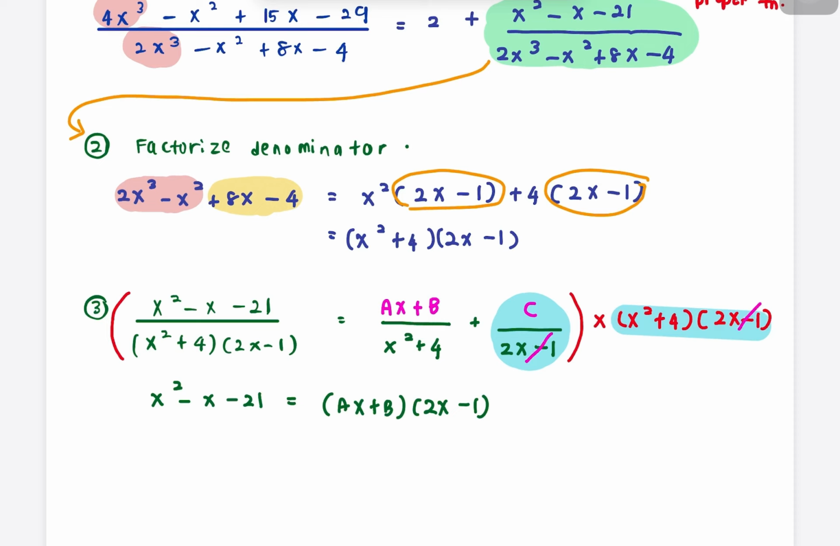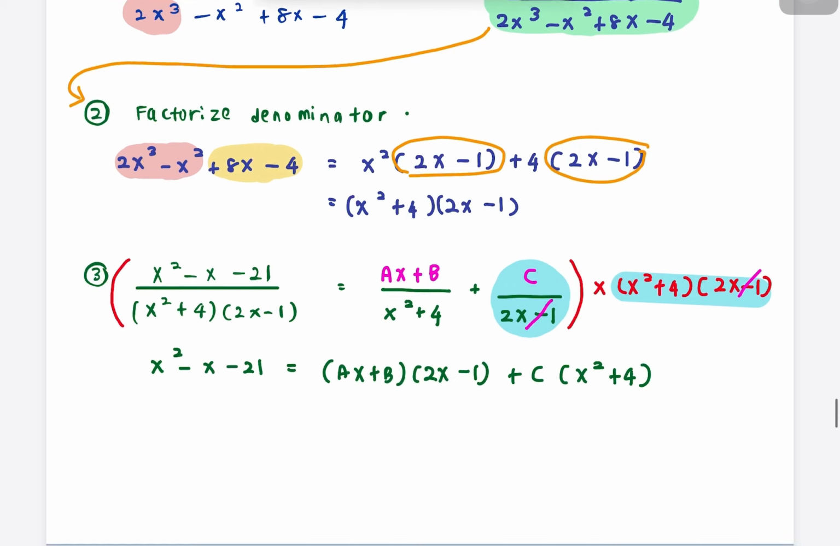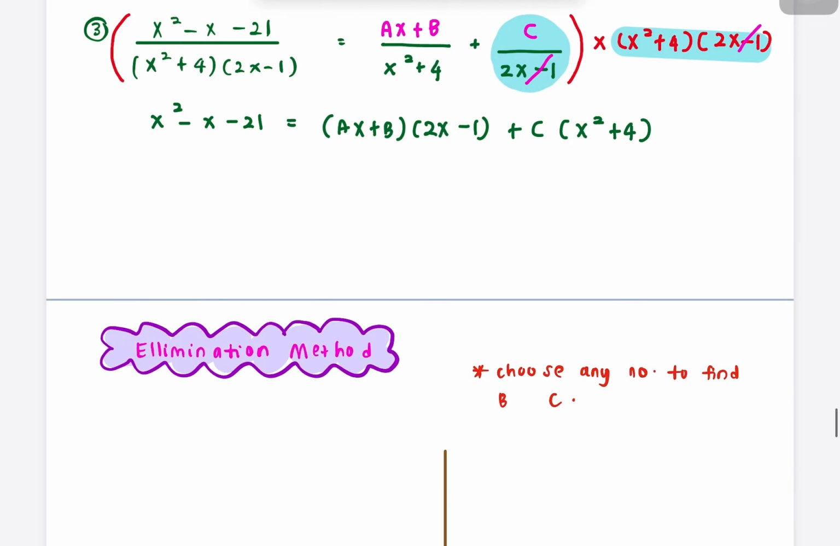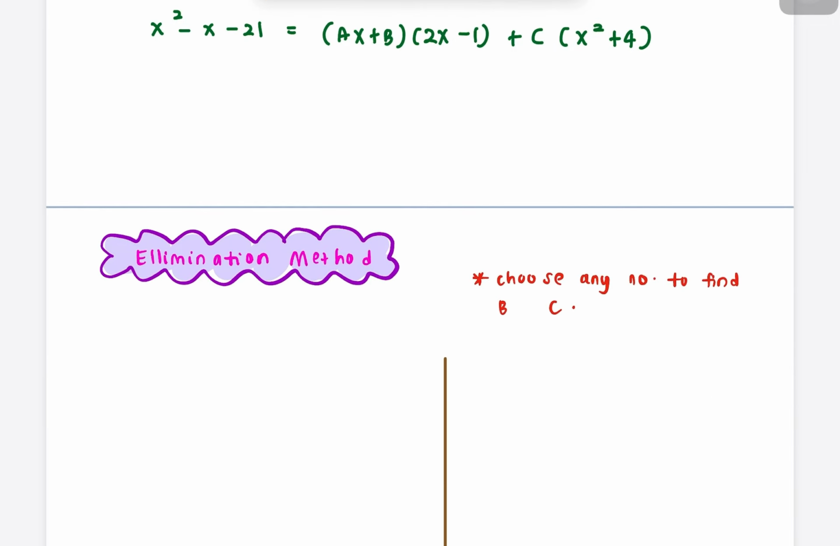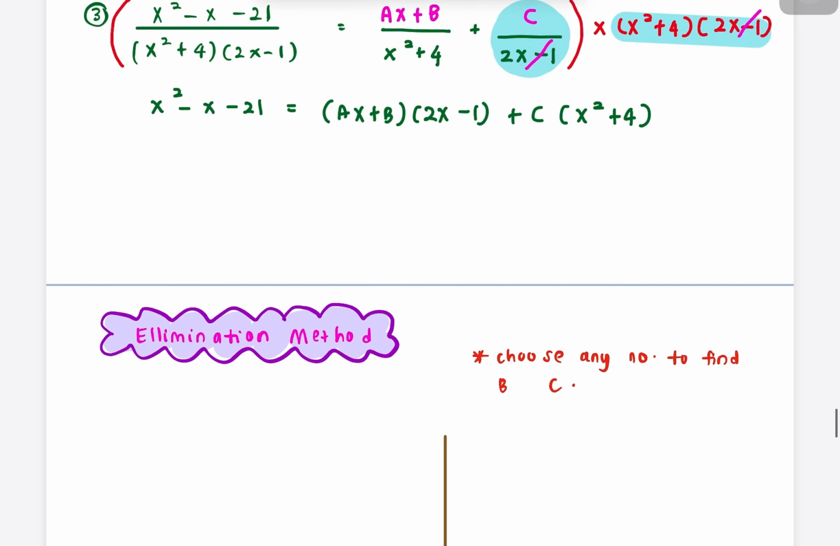So which method to use? Okay, let's say Madam shows the first method, which is by using the elimination method. So by using the elimination method, you choose your x value. Usually you can let x be the values of your roots. But for this question, you have only one real root, which is 1/2. This one is complex roots. So you have only one root, but you have 3 values to find, a, b and c. So you need another x value.